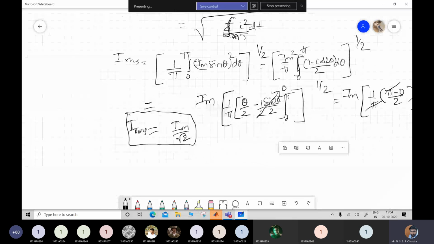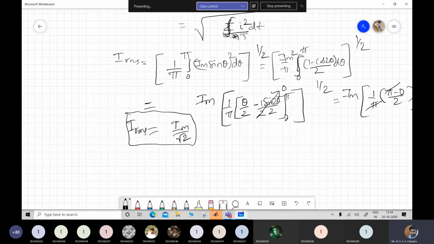Whereas in a half wave rectifier, what RMS value did you get? In a half wave rectifier, you got Im by 2. So which one is greater, half wave or full wave? IRMS for the full wave is the larger value, because Im by root 2 is larger than Im by 2.